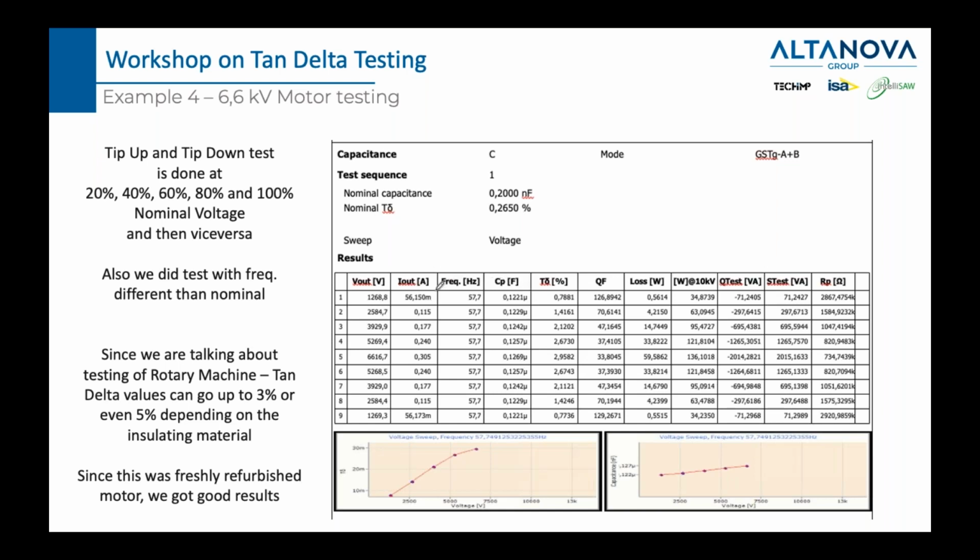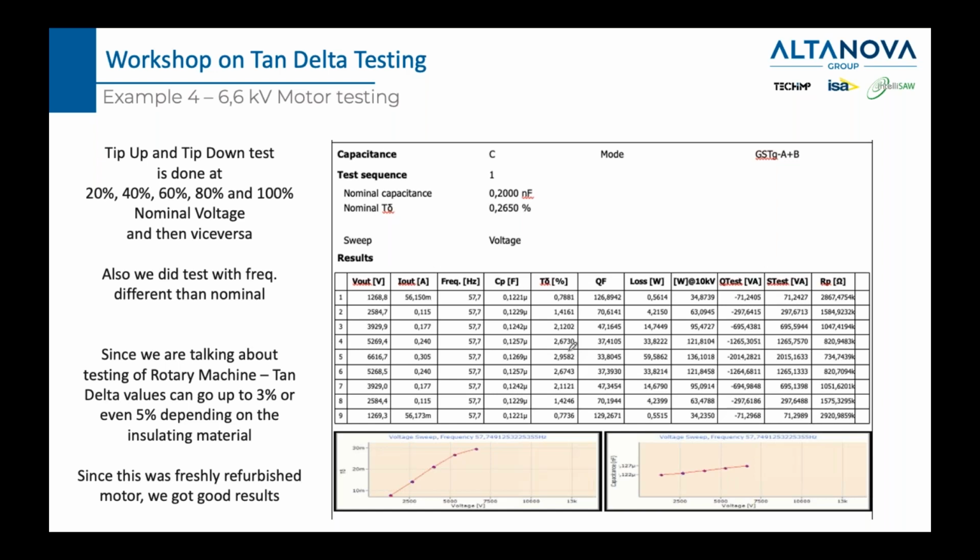And what we want to see is that the tan delta values are symmetrical, which means that for 20% here and 20% here, I have the same number, and I do. And also 40% here and 40% here, 1.41, 1.42. 60%, 211, 60%, 212, which is good. 80%, 267, 80%, 267, which is good. And this is below 3%. So this is a good measurement, and I was happy with this result. So was the owner of this particular motor.